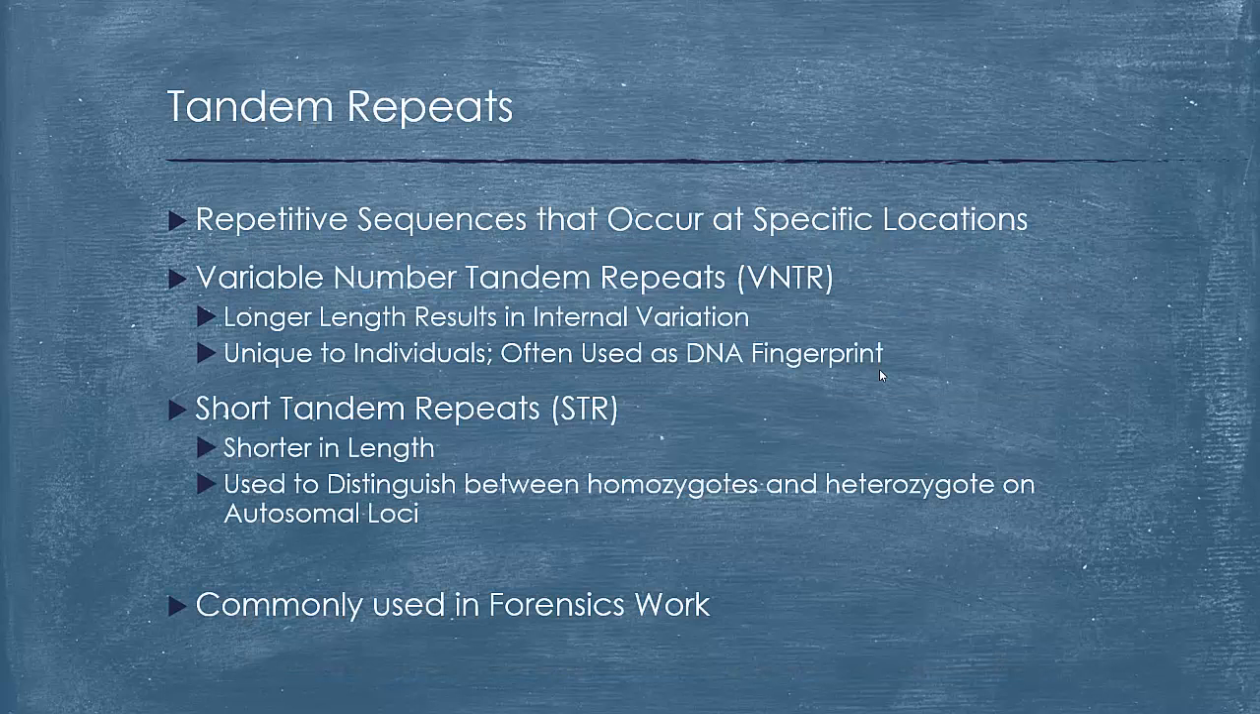All right, the final type of DNA variant are what we call tandem repeats. So these are repetitive sequences that occur at specific locations throughout the genome. Variable number tandem repeats, or VNTRs, are longer in length and as such, they have a lot of internal variation within the VNTR. And this variation is often unique to individuals, and as such is used as a DNA fingerprint. Now, short tandem repeats are shorter in length, and they can help distinguish between homozygotes and heterozygotes on autosomal loci. Both of these are commonly used in forensics investigations.